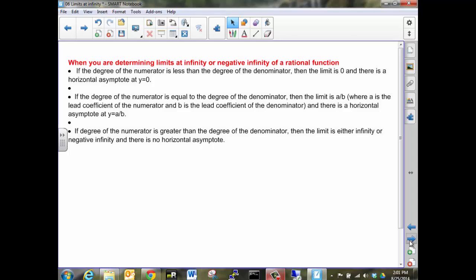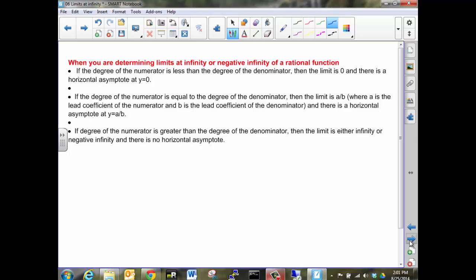Limits at infinity. When x is going to infinity, you need to look at the degree of the numerator and the degree of the denominator. What do I mean by degree? The highest exponent, okay? The highest exponent.